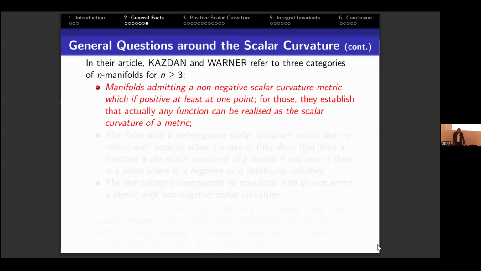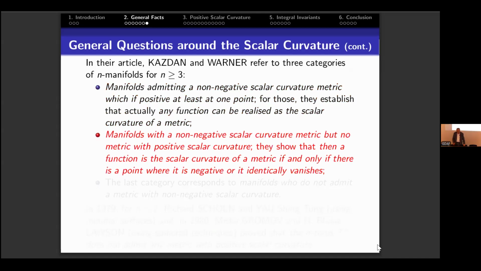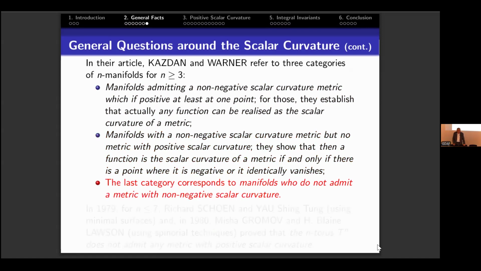And then in the article, they refer to 3 categories of manifold. That's what I'm coming to now. I'm always talking now about n larger, at least 3. So there are 3 categories. The first one is manifolds admitting a non-negative scalar curvature metric, which is positive at least at 1 point. That's the first category. I'm giving the 3 categories at once, and then I come back to my list. Manifolds with a non-negative scalar curvature metric, but no metric with positive scalar curvature. And then the third category is manifolds which do not admit a metric with non-negative scalar curvature.